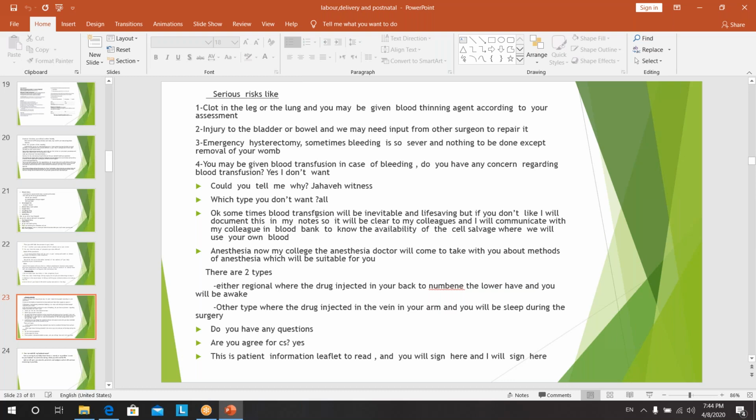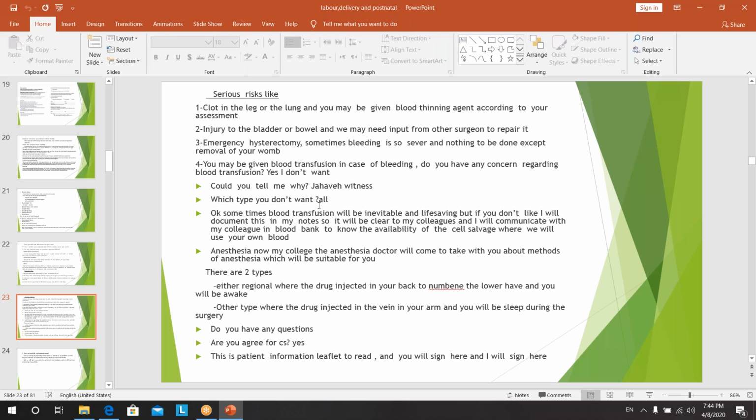Here, you have to ask why. Why you don't want to have blood transfusion? She said, I'm Jehovah's Witness, doctor. Okay, so which type you don't want to have? She will say, the type of the blood transfusion I don't want. Okay, you have to explain for her the risk of denying blood transfusion.